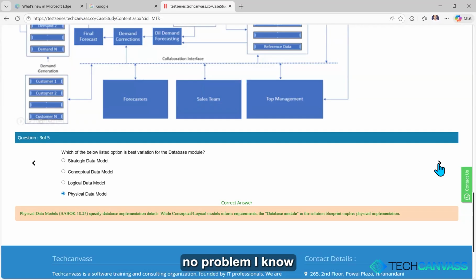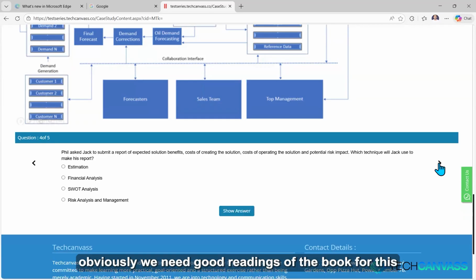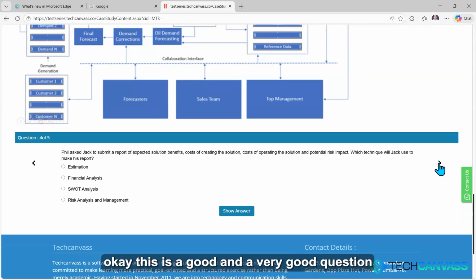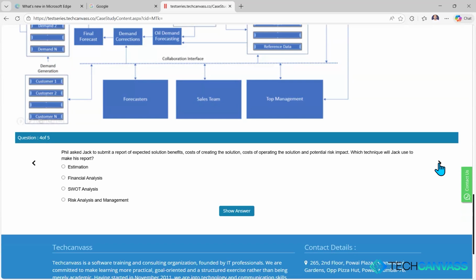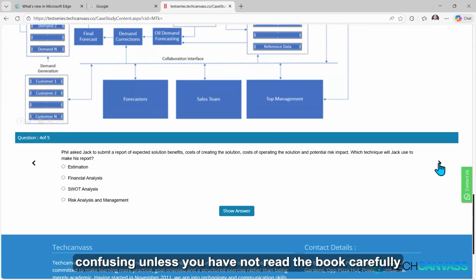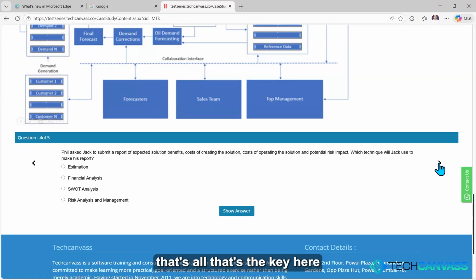Okay, no problem. I think obviously we need good reading of BABOK for this. Okay, this is a very good question. One of my favorite questions. Go ahead. Take time, because there are a lot of confusing elements here. Confusing unless you have read BABOK carefully. That's the key here.